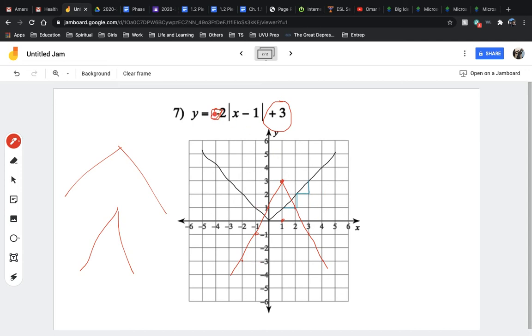We flipped it upside down, and the vertex has been translated 1 unit to the right and 3 units up because of this. 1 unit to the right and 3 units up. And that's it.